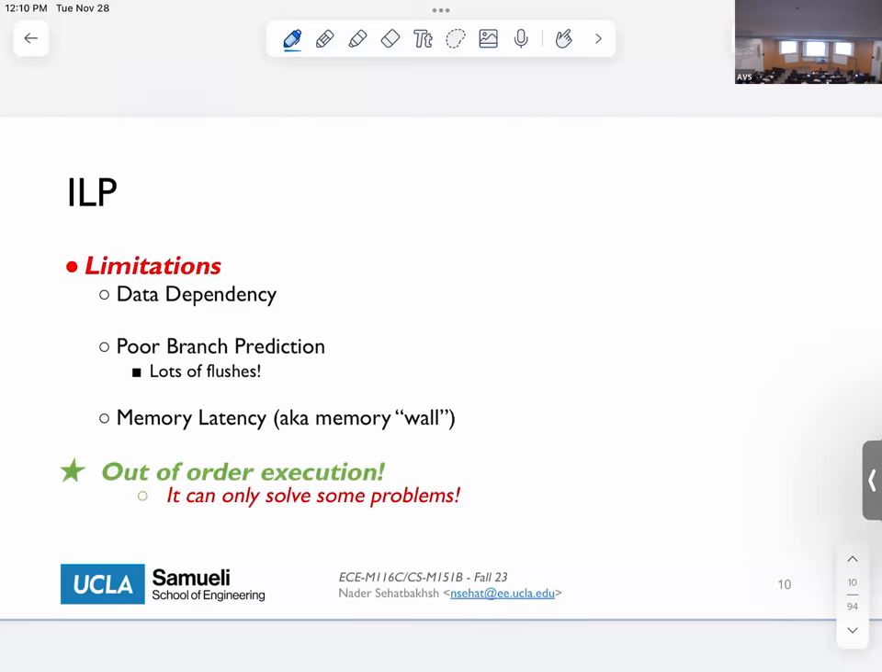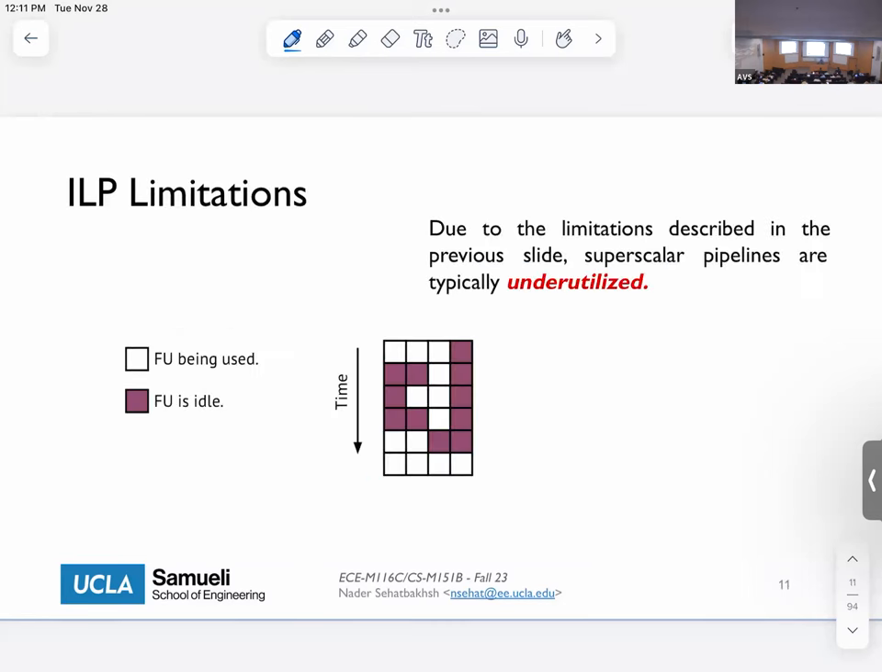And then we kind of solved this by introducing the idea of out-of-order execution, basically saying that if I have a larger window and I can run different things at different times, I can make this faster, right? So that was where we were with ILP. But ILP itself and out-of-order execution have their own limitations.